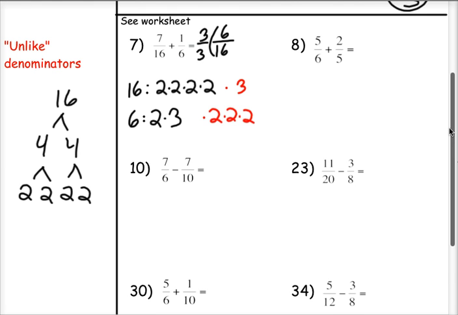Oh, I apologize. That should be 7/16. So I'm going to multiply it by what it's missing. Same thing with the 6. The 6 was missing 2 times 2 times 2. So it was missing 8 over 8.